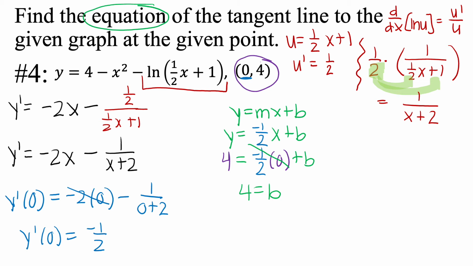So we can write our final answer, the equation of the line tangent to the graph of y equals 4 minus x squared minus the natural log of 1/2 x plus 1 at the point 0, 4 is y equals negative 1/2 x plus 4. And again, if you have any questions, please feel free to pause the video and ask your teacher.